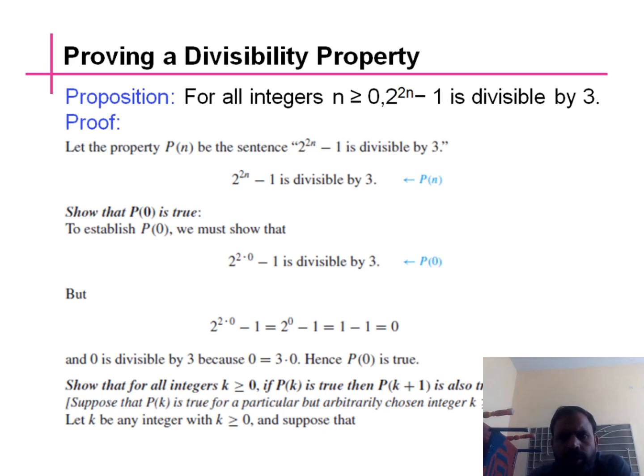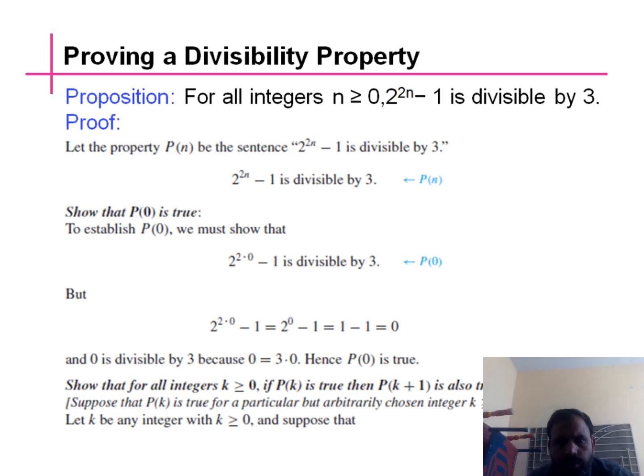The proposition is that for all integers n greater or equal to 0, 2 raised to the power 2n minus 1 is divisible by 3. Let the property P of n be the sentence: 2 raised to the power 2n minus 1 is divisible by 3. It means this is P of n. Show that P of 0 is true.